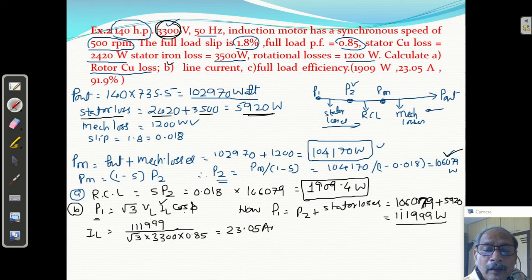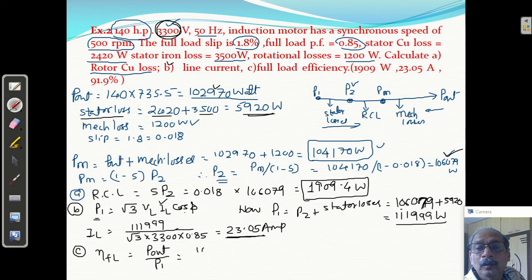23.05 ampere. And the last part, the C part: we have to calculate the full load efficiency, that is P out upon P1. P out is 102970 upon P1, which is 111999, into 100. If you multiply by 100, you will get the percentage efficiency.